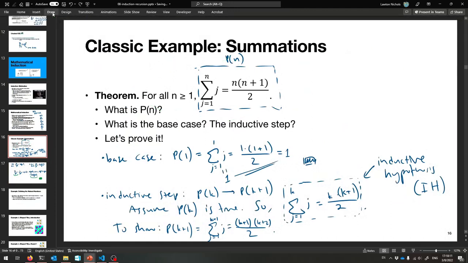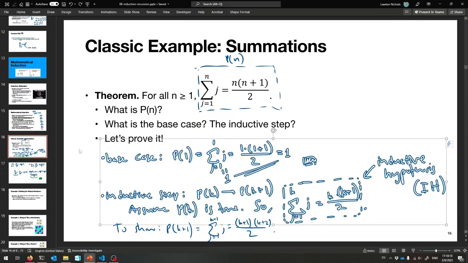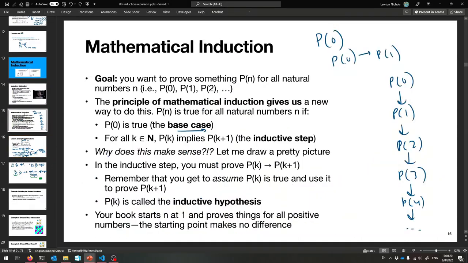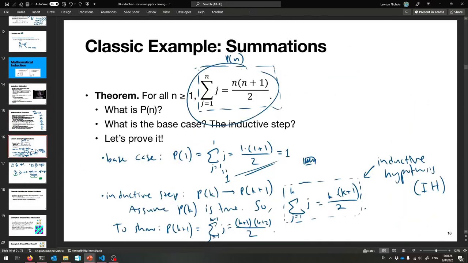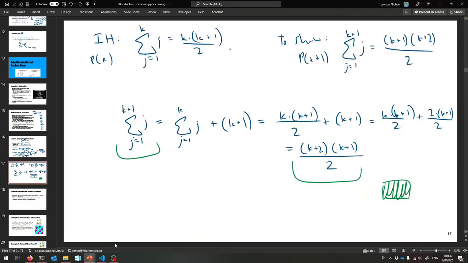Isn't that neat? So yeah, we just proved that summation by induction. We proved the base case so that we could start off, and then we proved the inductive step, which gave us a way to get at bigger values. We got the proof for bigger values of n so that it works for all of them now. That's pretty nice. So again, it's going to take a lot of examples to let this sink in.